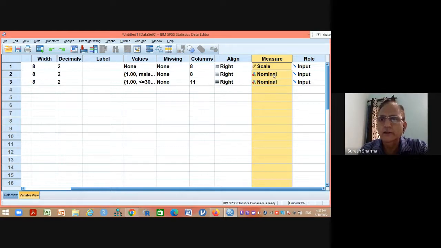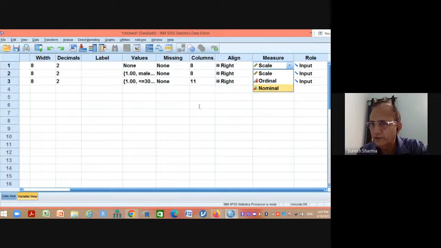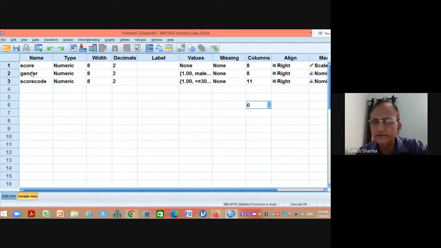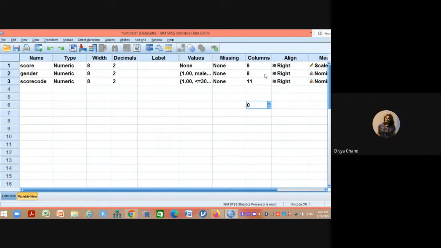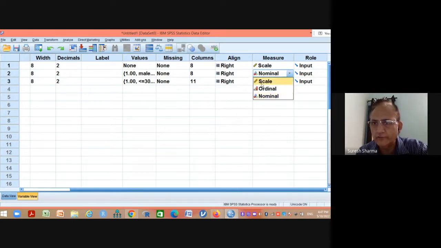For example, look at this variable. There are three options for every variable. You can either click scale, which means interval and ratio, or you can click onto ordinal, or onto nominal, right? These are for categorical data. Now look at gender. Is gender nominal or ordinal? Gender, nominal. Very good. So it already says nominal. Suppose in some version SPSS says that it is scale, then you have to change this to nominal. From here you can scroll and change this to nominal, right?